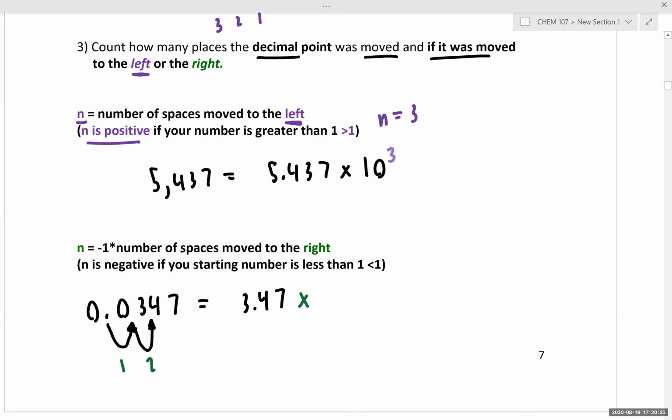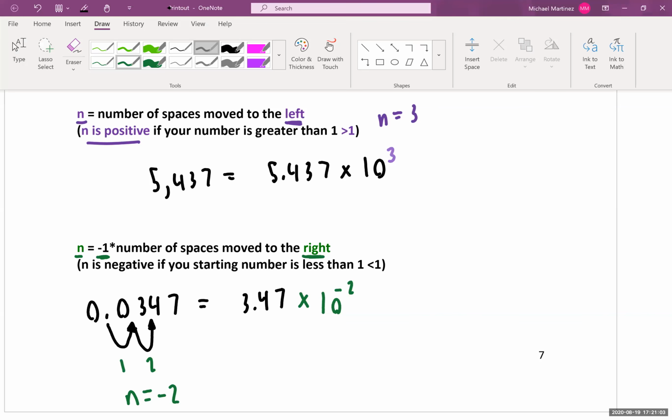If we move our decimal point to the right, n is equal to -1 times the number of spaces to the right. So in this case, instead of +2, n would be equal to -2. Okay, so we have 3.47 times 10 to the -2. Small numbers have negative powers of 10 in scientific notation. Does this make sense to everyone? Any questions on this idea?